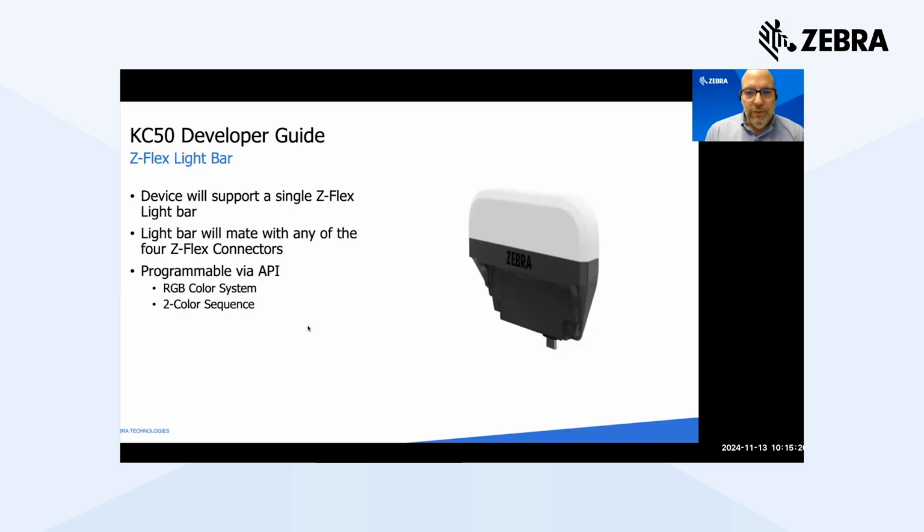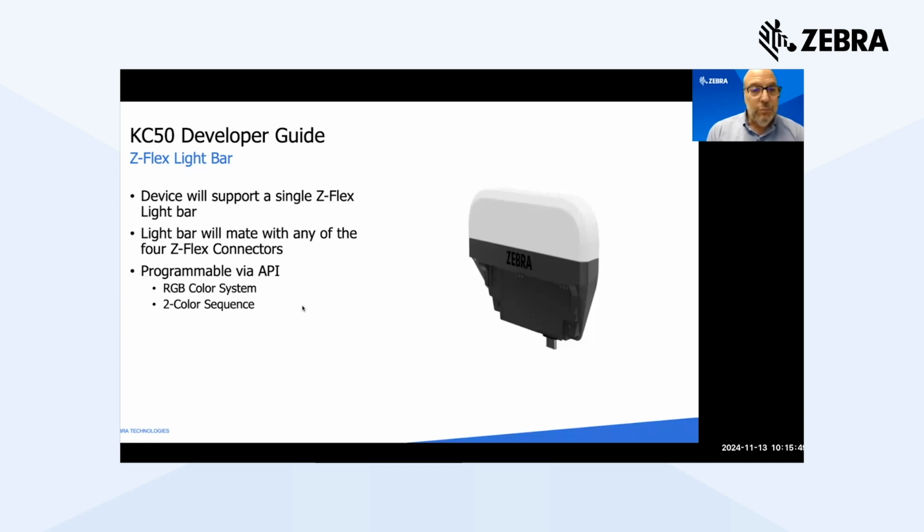One of the new features is the light bar. So this is a single accessory that can plug into any of the 4 Z-Flex connectors. So those are the 4 edge connectors on the device. It can mate with any of them. I believe the typical use case would be on the top of the device, depending on your orientation, and it would allow an associate to see if the customer needs assistance.